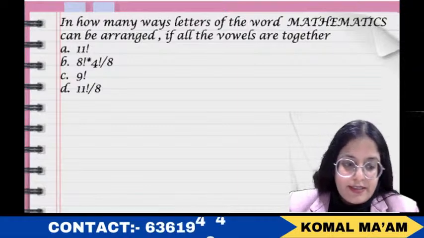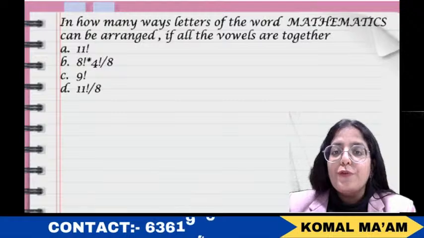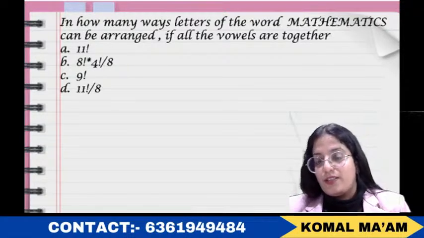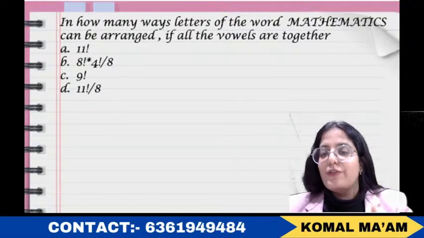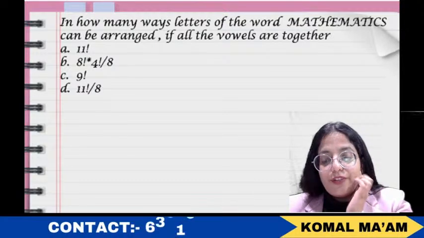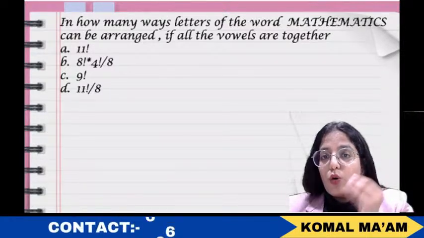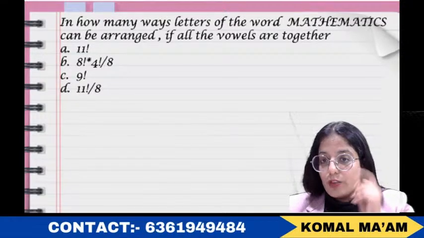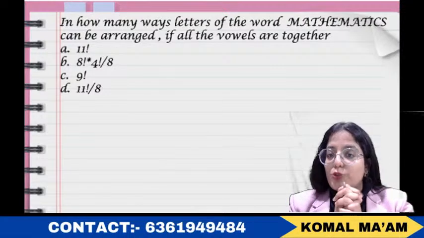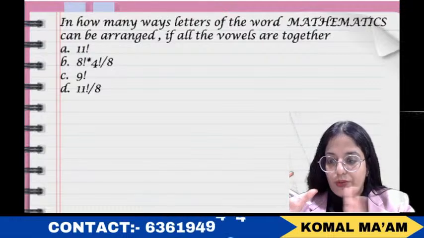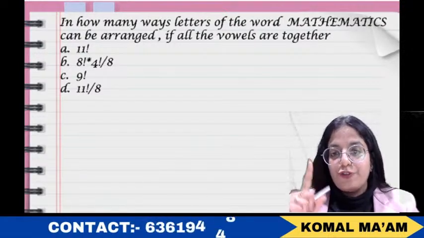In how many ways letters of the word mathematics can be arranged if all the vowels are together? See, together concept is repeated again so that you get comfortable with that. What are they saying? In how many ways letters of the word mathematics can be arranged if all the vowels are together? So what you need to do, you have to place vowels together in any order.